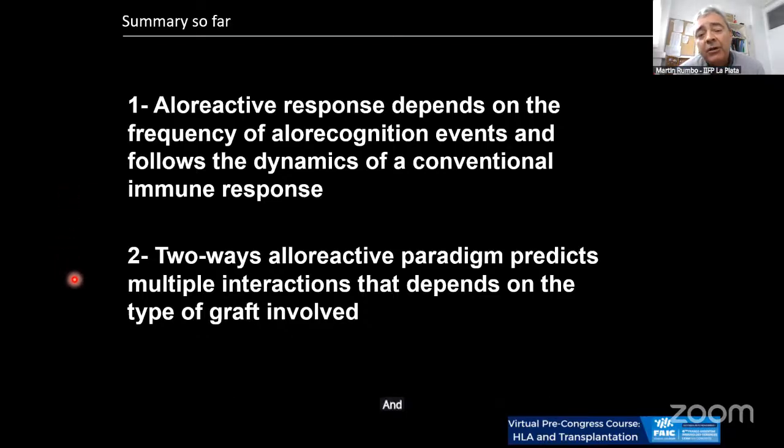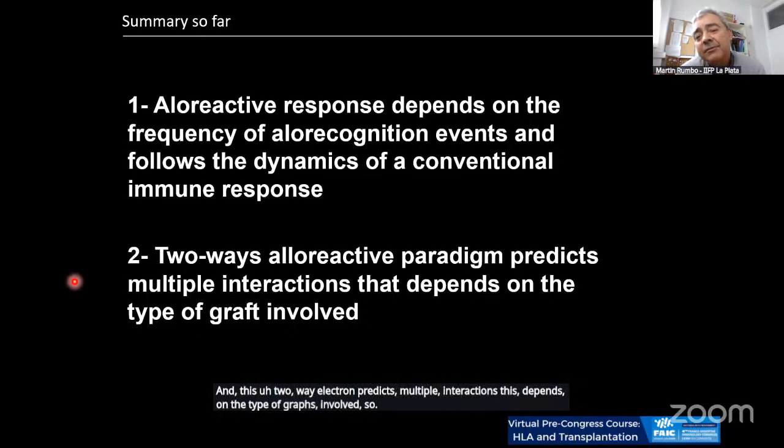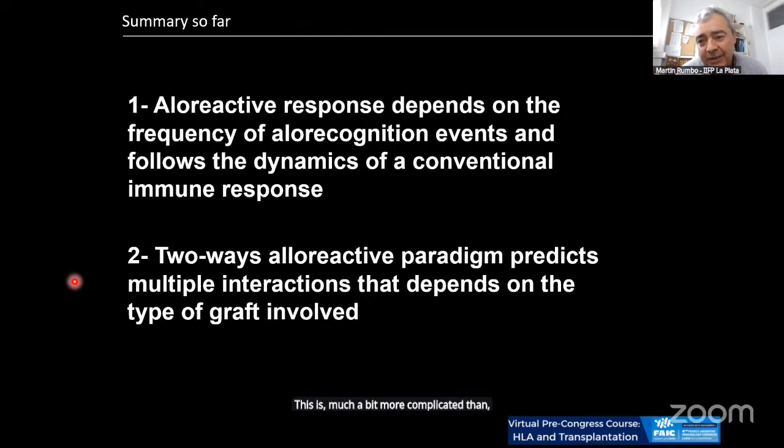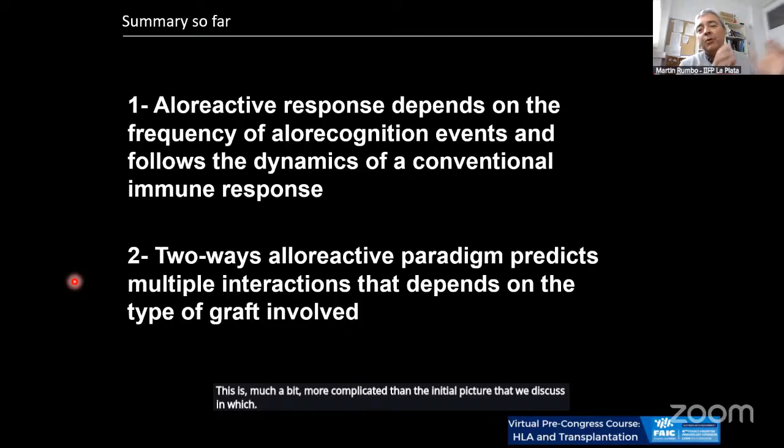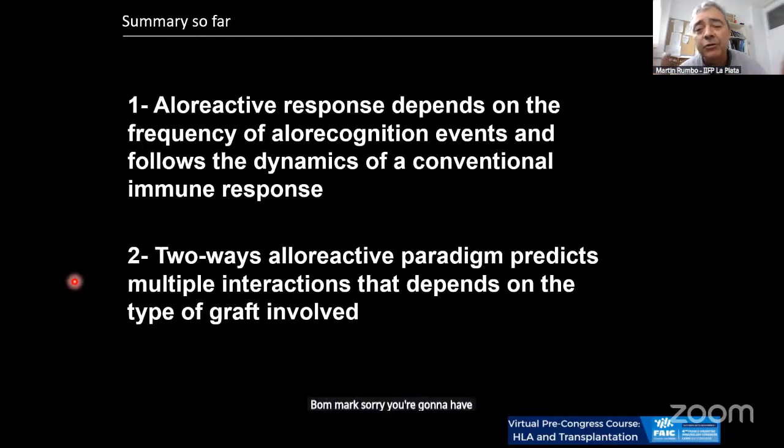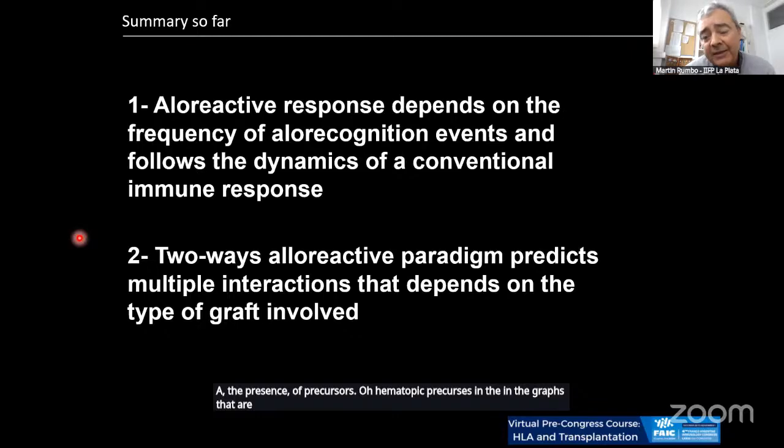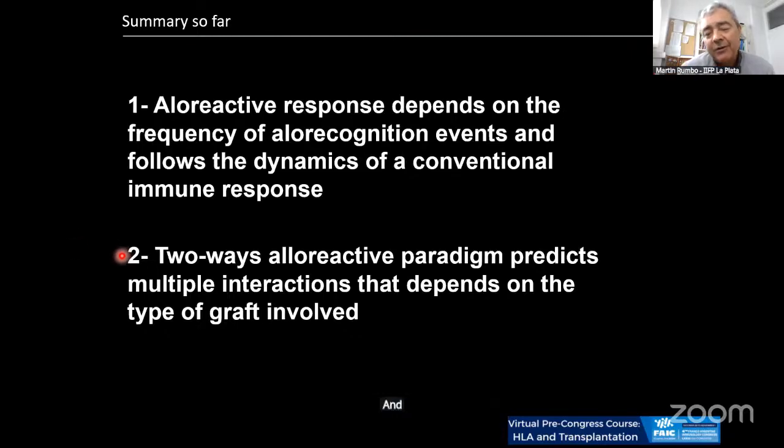And this two-way alloreactive paradigm predicts multiple interactions. This depends on the type of graft involved. So this is a bit more complicated than the initial picture that we discussed, in which bone marrow transplant and solid organ are two different situations. We have a kind of continuum depending on the presence of hematopoietic precursors in the grafts that are transplanted. So liver, intestine, multivisceral, and even lung, this two-way alloreactive reactivity may lead to more complicated scenarios than previously considered.